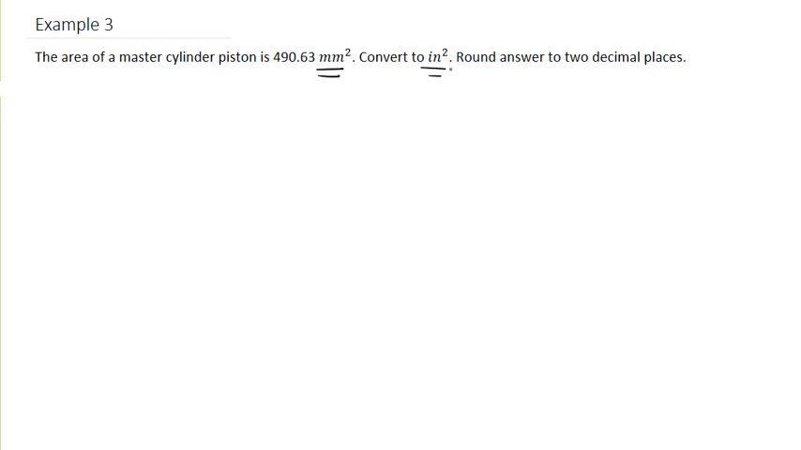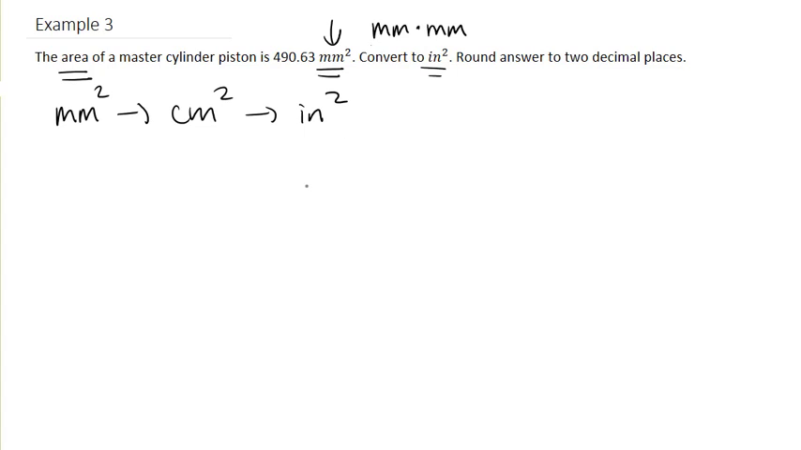So we're going to use the same roadmap, except we're going to do one little thing different, because this is area, which means that we need to get rid of millimeters squared. So that means everything we do, we're going to have to do it twice in order to get rid of this, because this really represents this. And so we're going to need to do everything twice in order to get rid of the units this way. So we're going to go from millimeters to centimeters, and it's all squared, to inches squared.